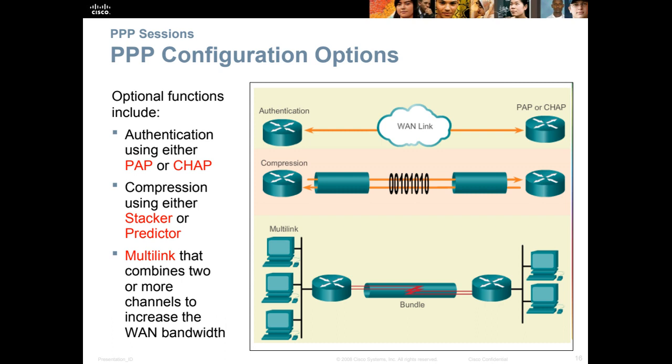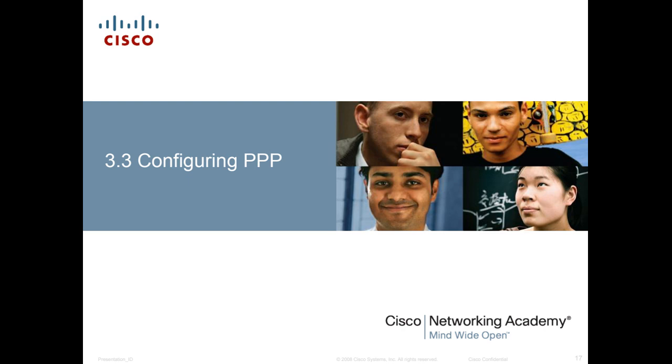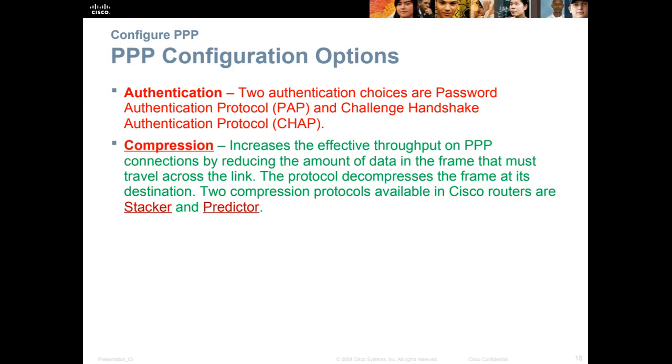This is multi-link. You see how many senders can send using the same link. To configure PPP, like we did in the lab, for authentication, we have 2 options, PAP and CHAP. For compression, we can use stacker or predictor. So it is compressed at the sender and decompressed at the receiver.